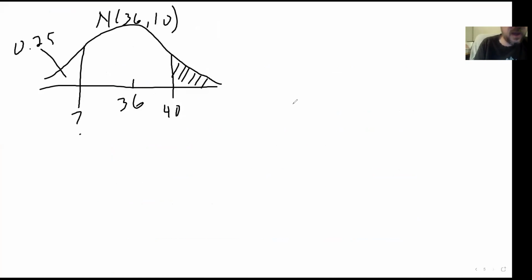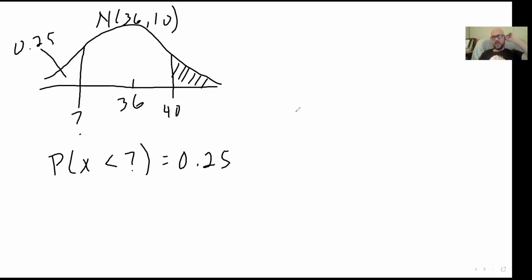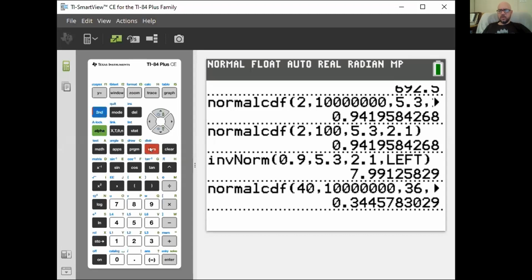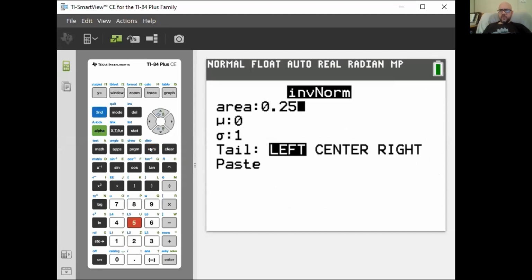So for this one, to find that, I want to do inverse norm of 0.25. I think what they're saying is that the probability that X is less than question mark here equals 0.25. I believe that's the probability statement they're looking for. So whatever question mark is, we know that the probability that x is smaller than that is 25%. So let's go find that. It's an inverse norm of 25% with a mean and standard deviation of these guys. So we got inverse norm, that is here, number 3. Area is 0.25, mean is 36, standard deviation is 10, and again, we're just using left.